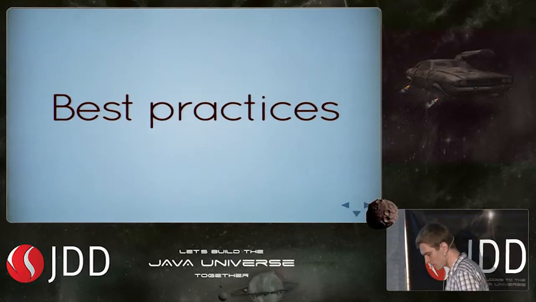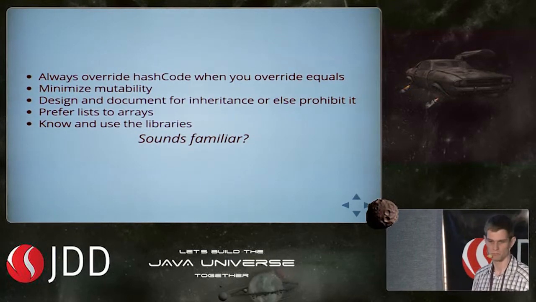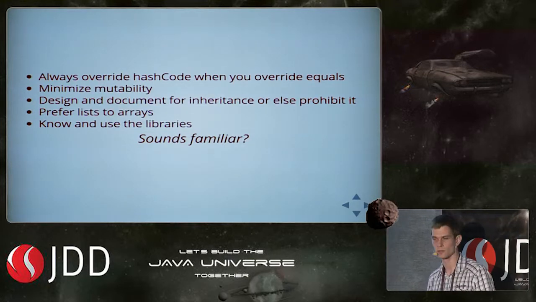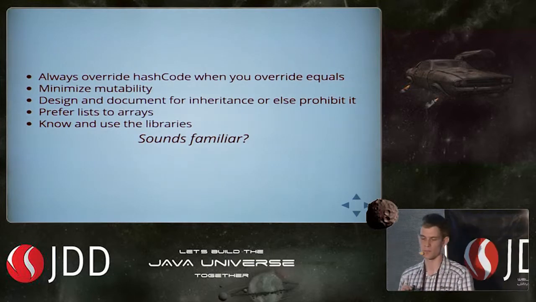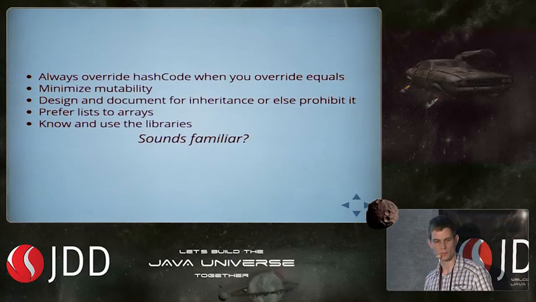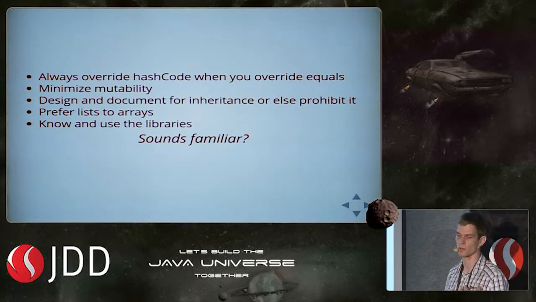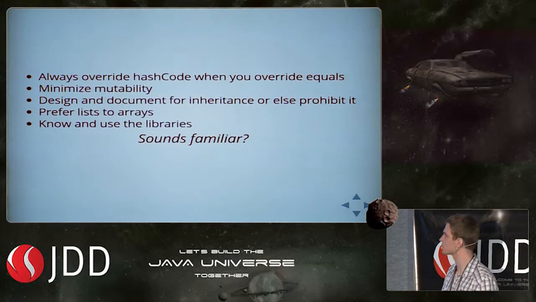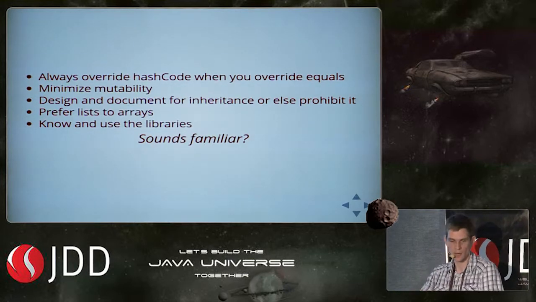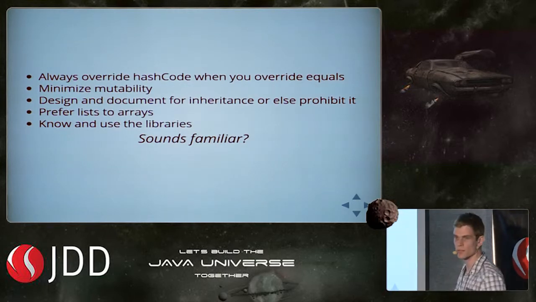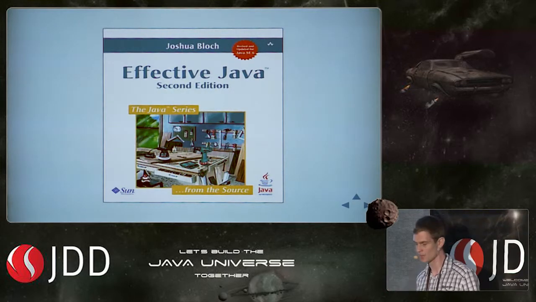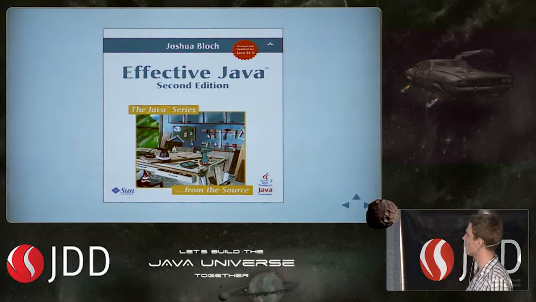So, best practices. Actually, I talked about these things. I showed you an example of the big verbose hashCode and equals methods and how to make them more readable. I told you about final and minimizing mutability. I told you that I prefer prohibiting inheritance and instead having simpler classes and methods. I prefer lists to arrays, and I use libraries. Does it sound familiar? If it doesn't, you should learn this. If you are a Java programmer and didn't read this book, you should.